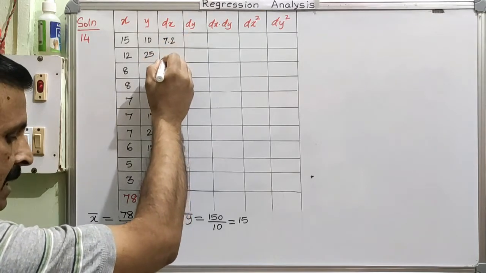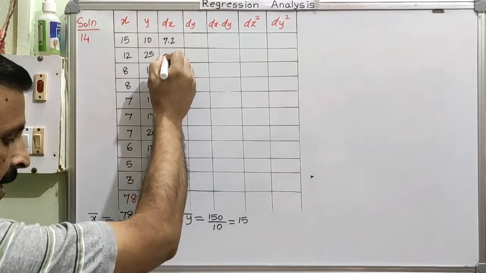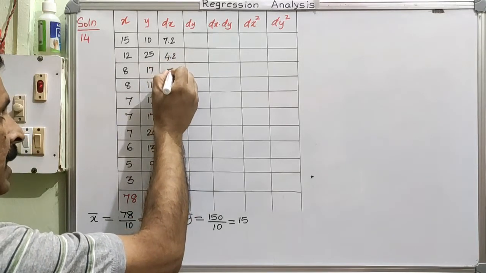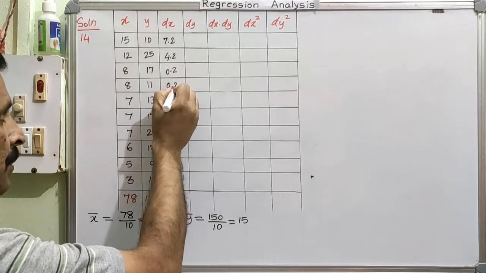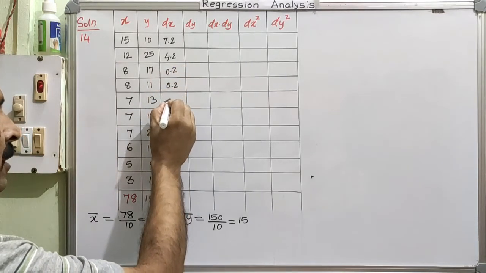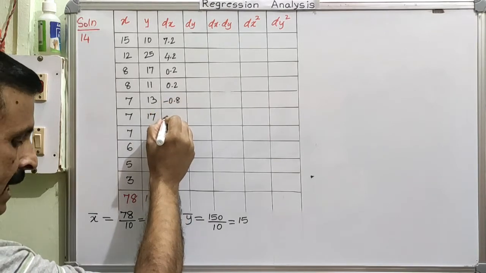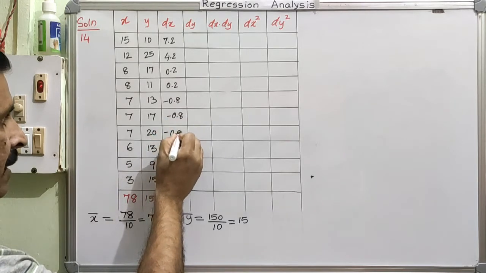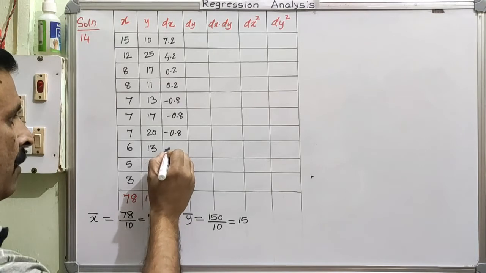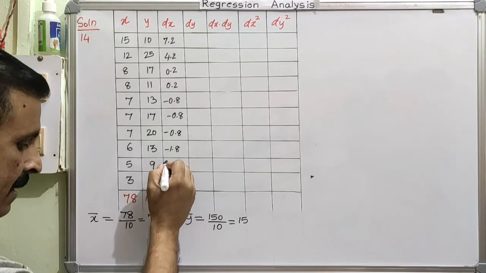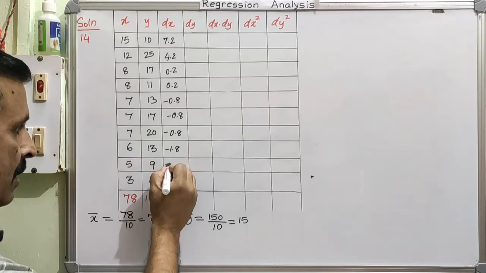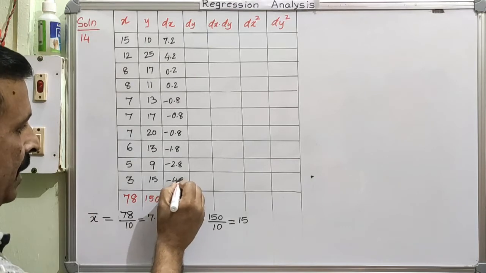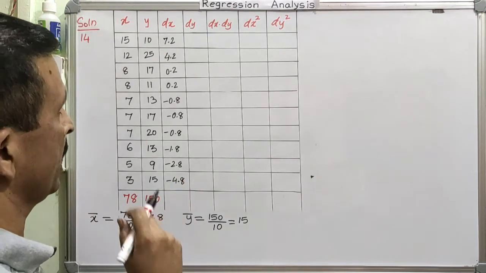Right? 12 minus 7.8 is 4.2. Next 0.2. Again 0.2. Then negative 0.8. Then again negative 0.8. Again negative 0.8. Then negative 1.8. Then negative 2.8, and then negative 4.8. So we calculated the values of all the dx.